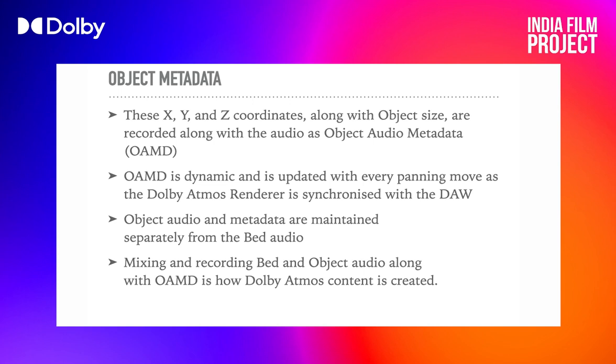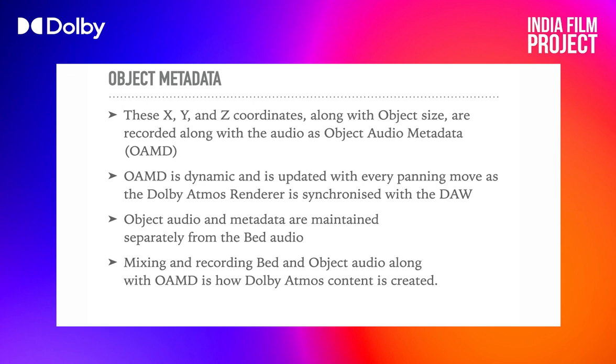The basic bed is a 7.1.2, that's 7 and 1, 8, 9, 10, 128 minus 10, that's 118. So that's 118 objects that you have. So when this encodes in the Dolby Atmos hardware or software renderer, it all gets encoded with the audio file, and this information is called the metadata.